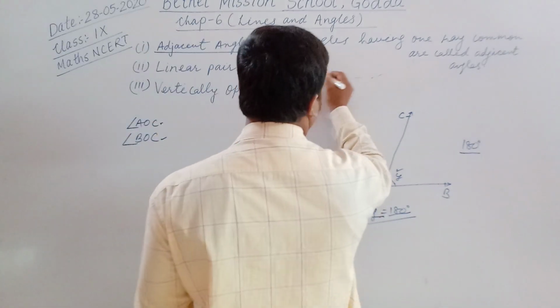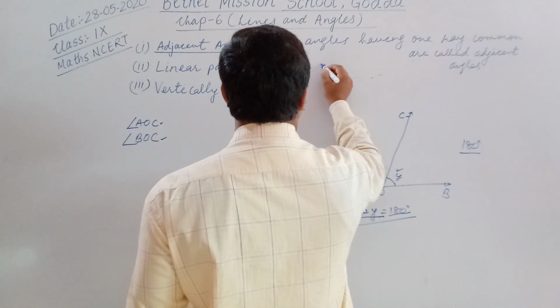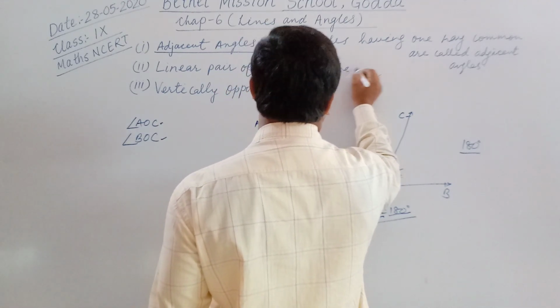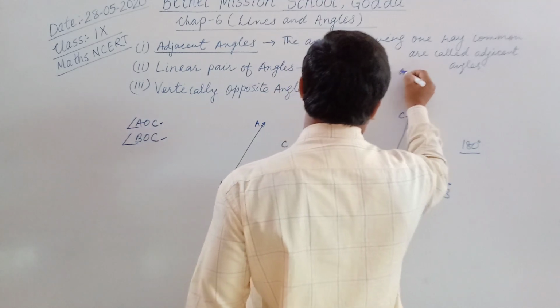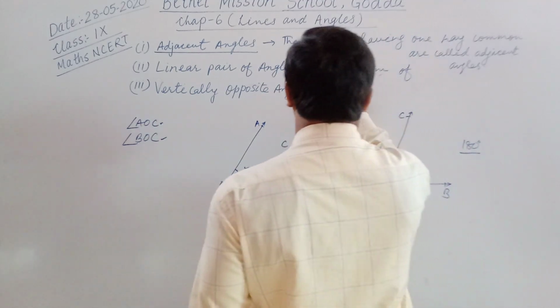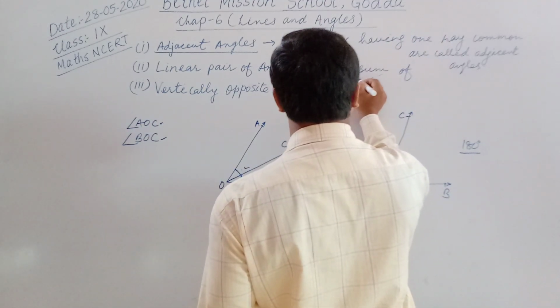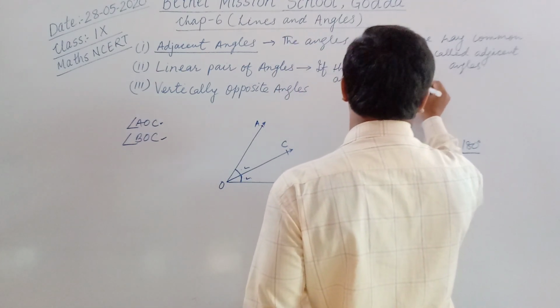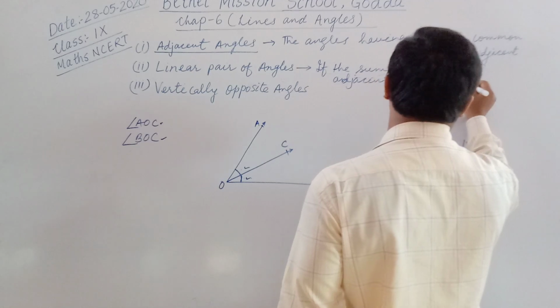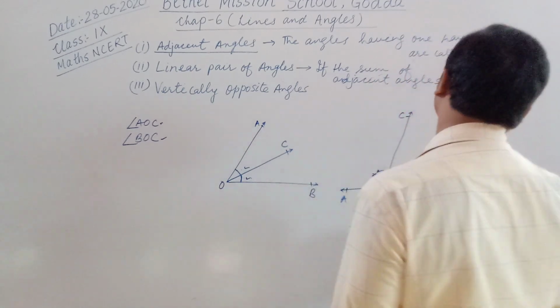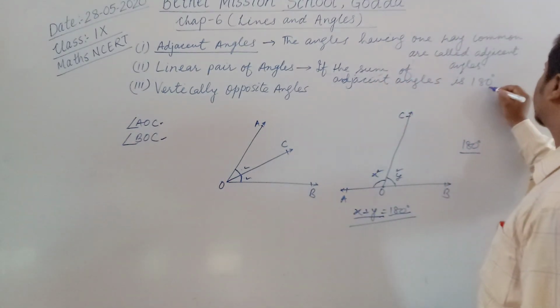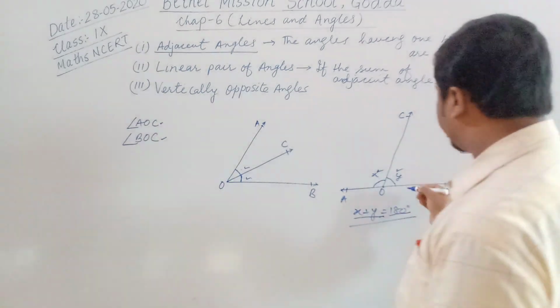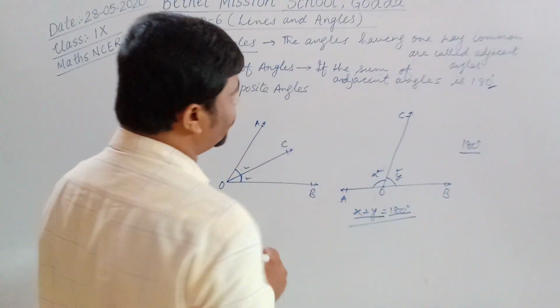So you can define it: if the sum of adjacent angles is 180 degree, then it is called a linear pair of angles.